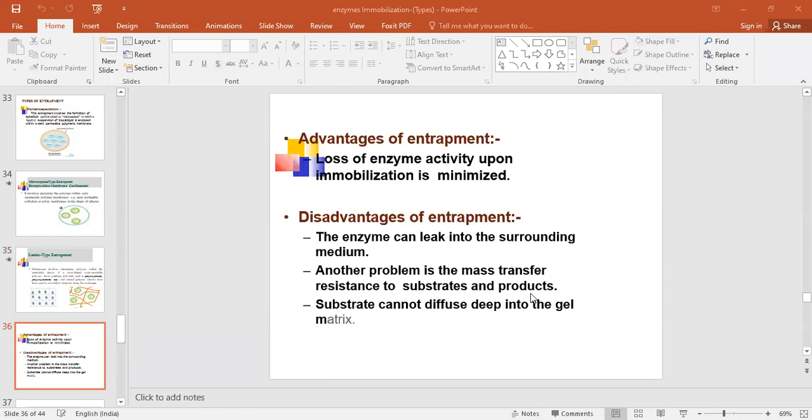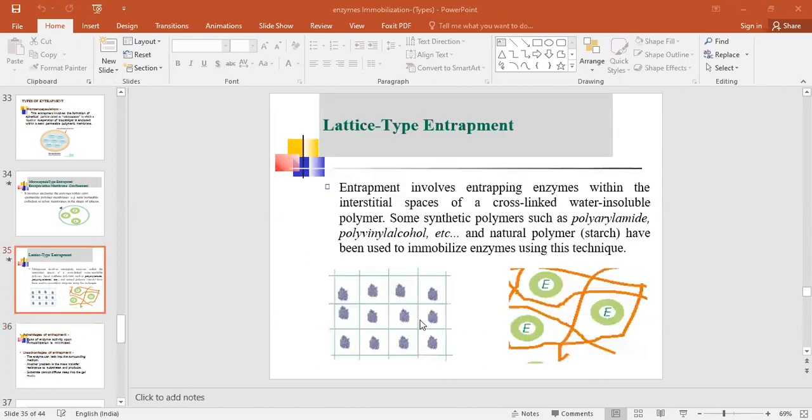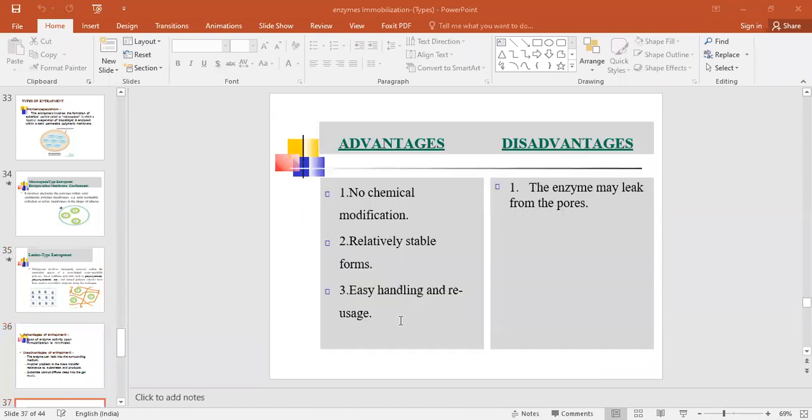Yes, substrate has to diffuse through it, and when the product is formed, the product has to go outside, right? So the product also has to diffuse through that membrane and come outside. Okay, so this is a problem for the substrate and the product. What is the problem? It is a mass transfer resistance problem. Then the substrate cannot diffuse deep into the gel matrix. Yes, in between, very deep, the substrate cannot diffuse. Okay, so this is also one problem.